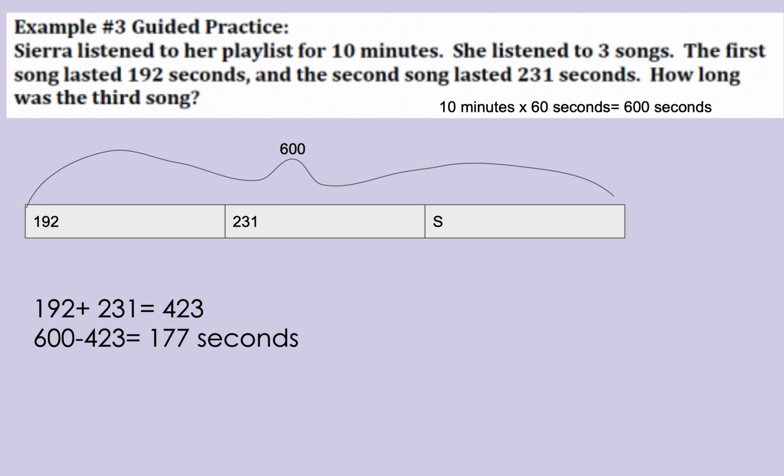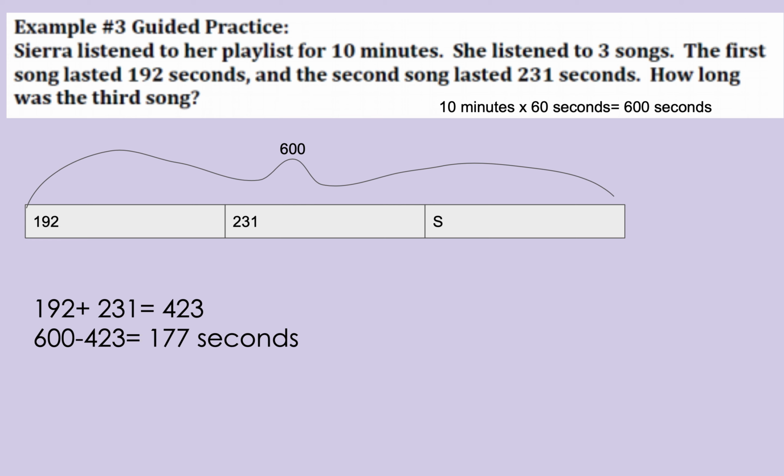Looking at the model, how many seconds combined are the first two songs? When you add 192 plus 231, it equals 423 seconds of music. And she listened to 600 seconds in total. So we can find out how long the third song was by subtracting 423 from 600. So 600 minus 423 equals 177 seconds. Okay, you just had to find that missing song.